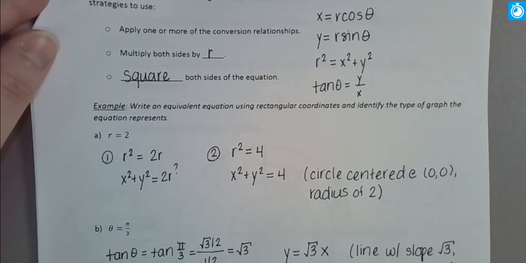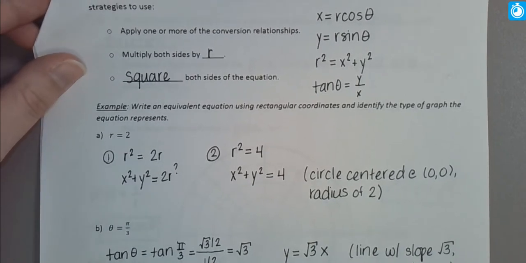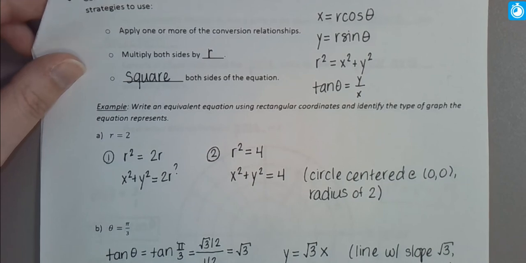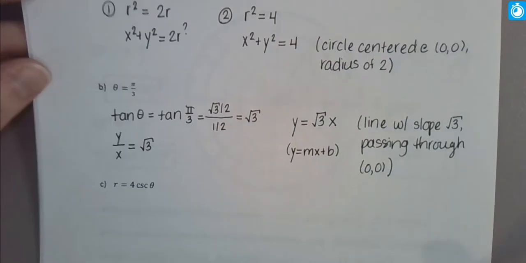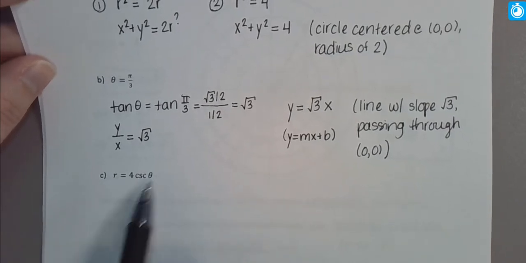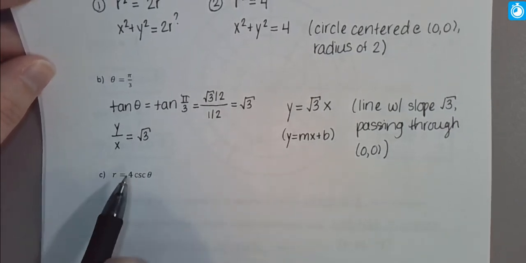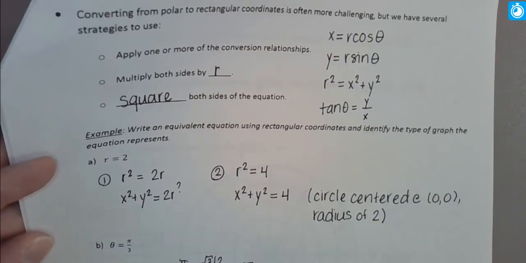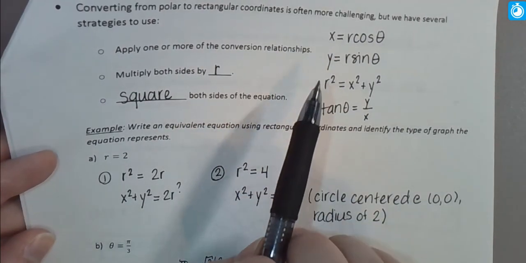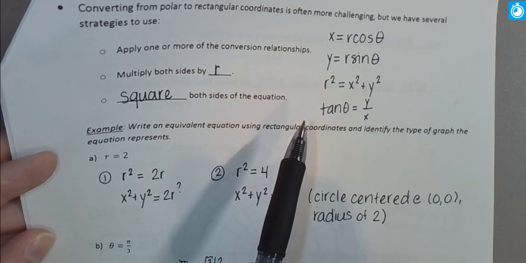So we've got x is equal to r cosine theta, y is equal to r sine theta, r squared is equal to x squared plus y squared, tangent of theta is equal to y over x. Well, first off, our last option, tangent of theta is equal to y over x. We don't have anything even closely related to tangent. And the fact that there is an r already in this equation means we're going to have to use one of the conversions that already involves an r.